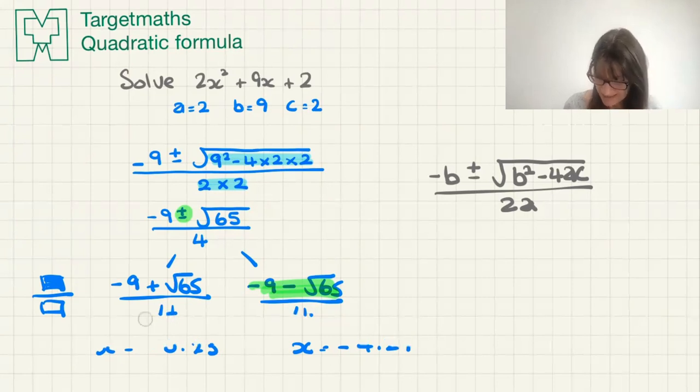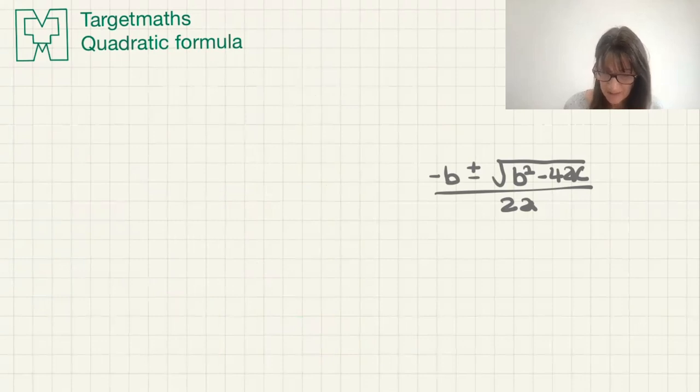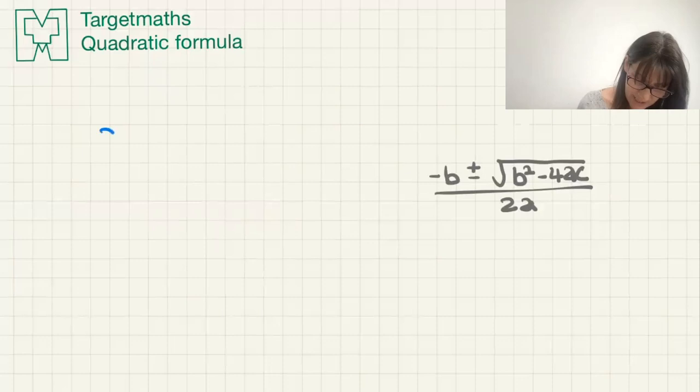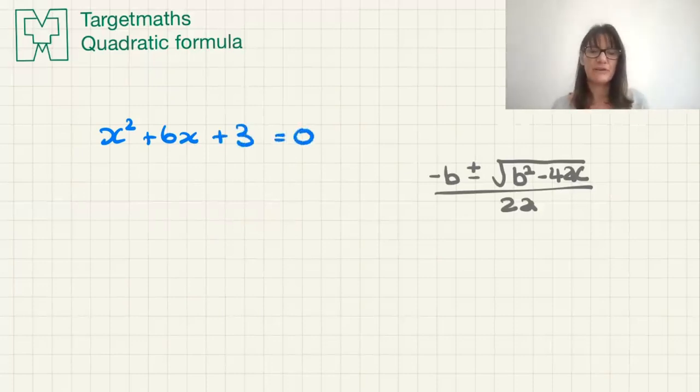So let's clean this up all the way to the top. And we're going to do, what should we do next? We're going to do x squared plus 6x plus 3 equaling 0 for us already. So that's perfect. We're ready to use the quadratic formula.